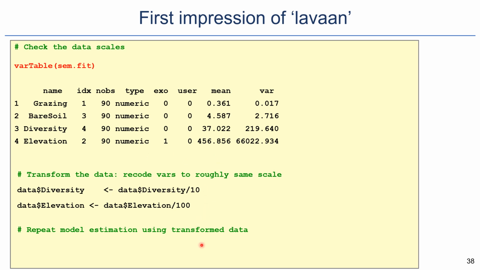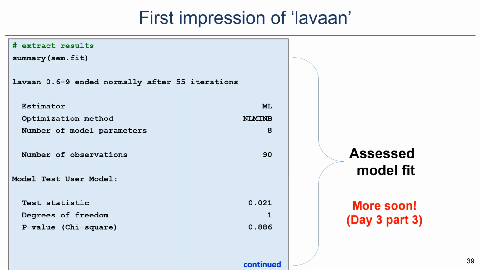And now I will repeat the model estimation again using this transformed data. And you will see that this transformation solved our problem and we don't have the warning anymore. If you compare these results to the previous results, you will also notice that there is no difference in the results. This means that we don't have to do these transformations in the future. The first part of the summary output will give you the assessment of model fit, and we will talk about this in part 3 of today's lecture.